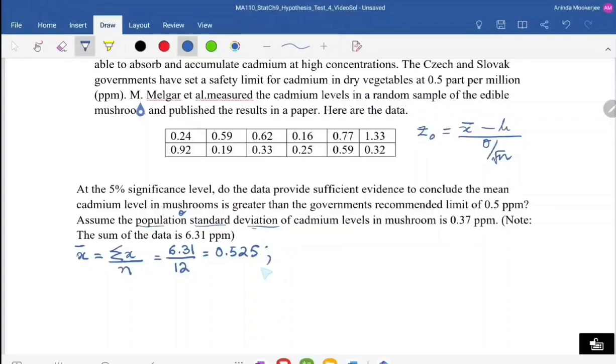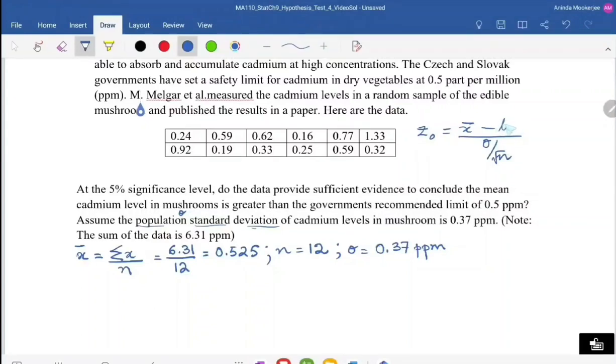Now, n, we will need that in our equation for the test statistic. n is 12, and we've already used that value when finding the sample mean. And then we have sigma, which is given to us as 0.37 ppm. So sigma equals 0.37 ppm.